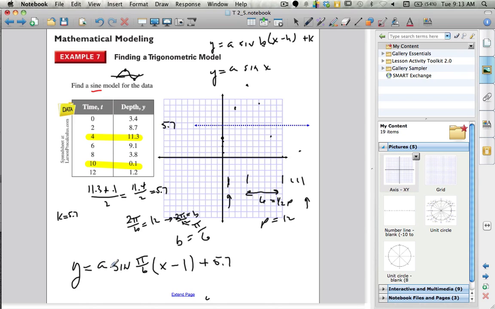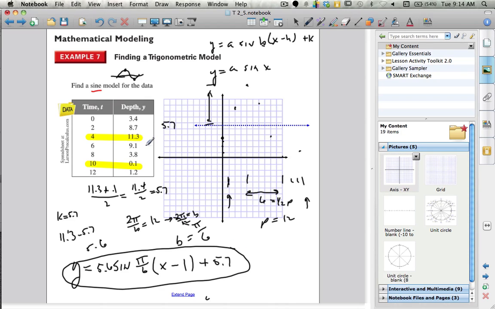My A is the amplitude. Remember, we figured out the amplitude here. It will actually be the difference between 5.7 and this upper area. So this is the amplitude. If we do 11.3 minus 5.7, it's going to be 5.6. So this item is going to be 5.6. And now we've gone ahead and rationalized it out.